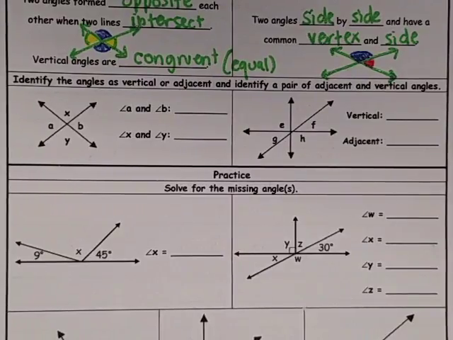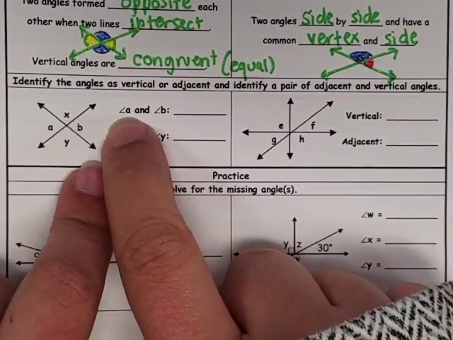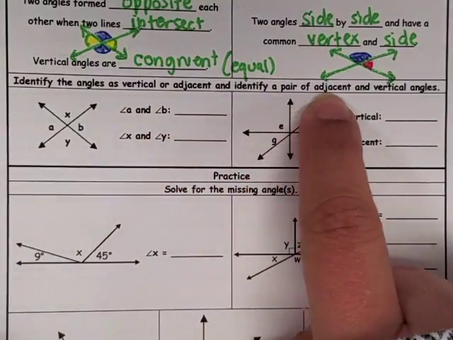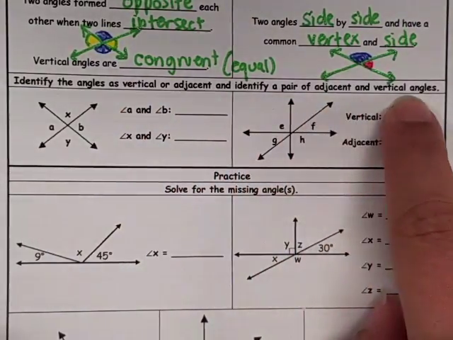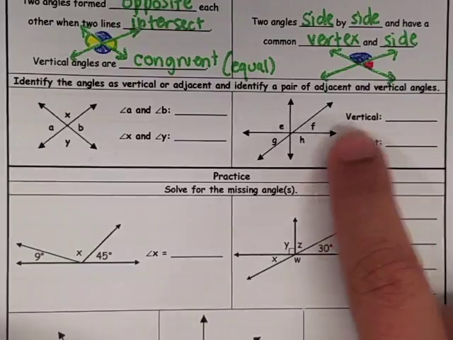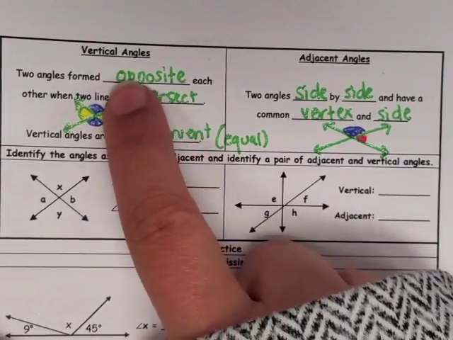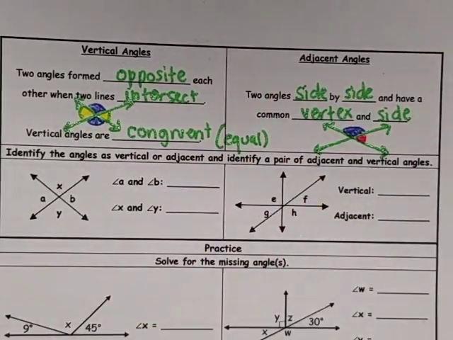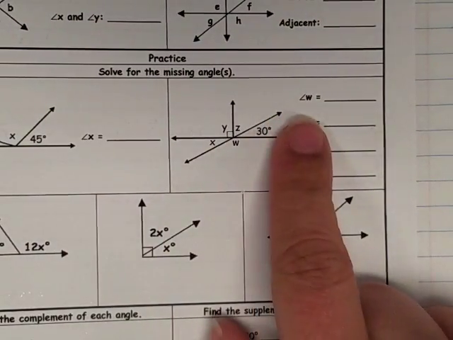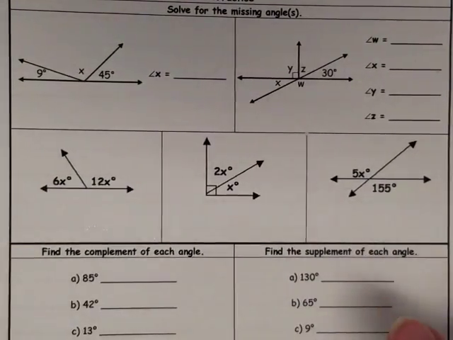So now what I would like for you to do is look at this picture, and they want you to tell me what is the relationship between A and B. And it says they want you to identify as vertical or adjacent and then identify a pair of adjacent and vertical angles. And then X and Y, what are those to each other? Then over here, which two are vertical and which two are adjacent. So use your definitions up here to try to answer those two. All right, so then after you try these two, you're going to practice some problems down here. So let me help you with some that are a little bit more challenging so that you're not getting too confused by yourself.